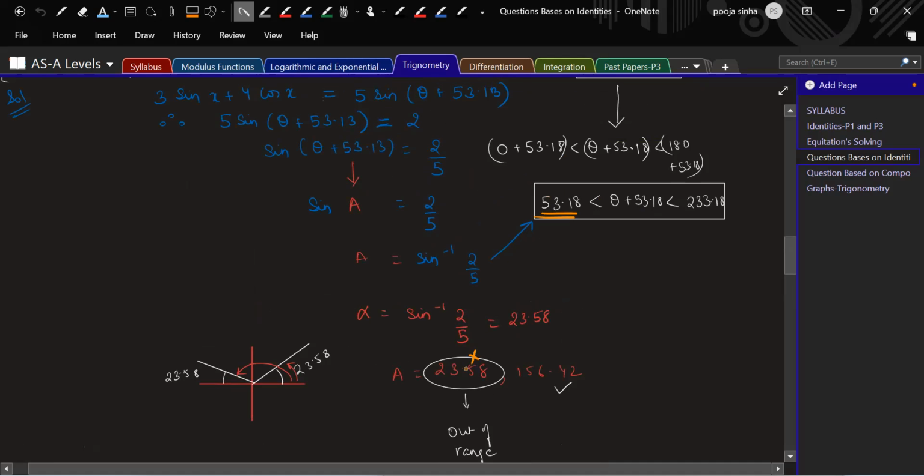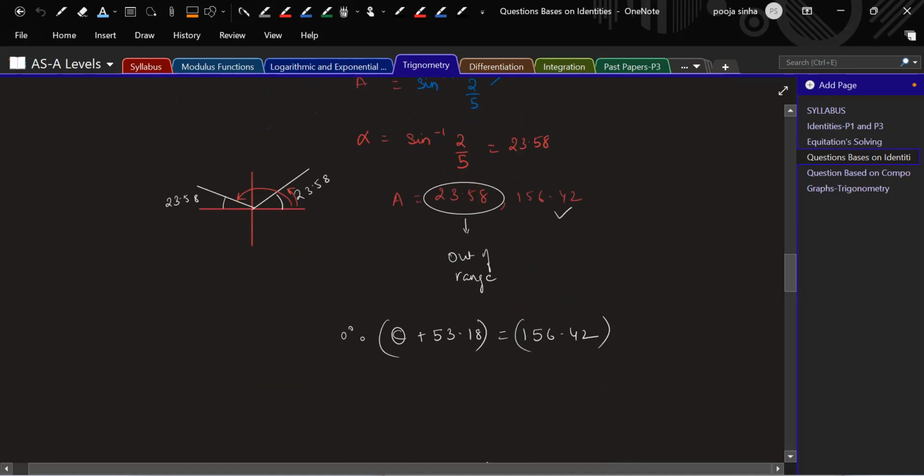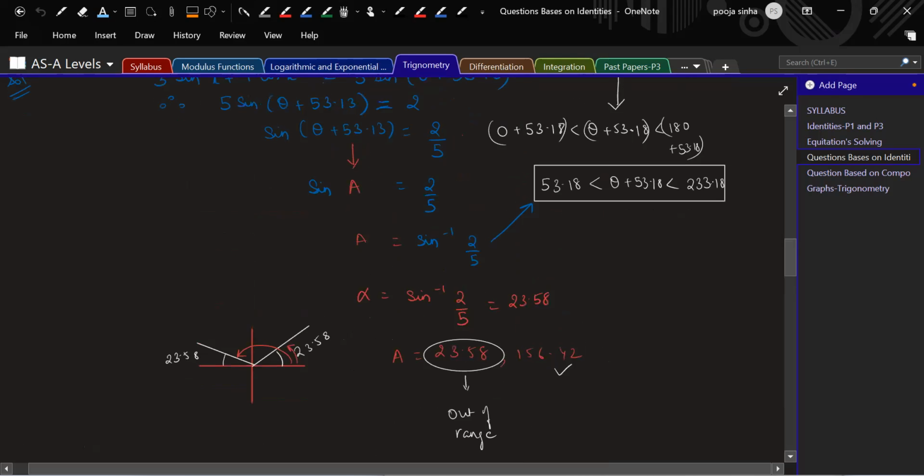Okay. So theta plus 53.18 is 156.42. So if you want to find out theta, that will be minus this. Okay. And we'll stop there only because as per the range given to us, the range of A is only from 53.18 to 233.18. That's it. We can't go beyond that.